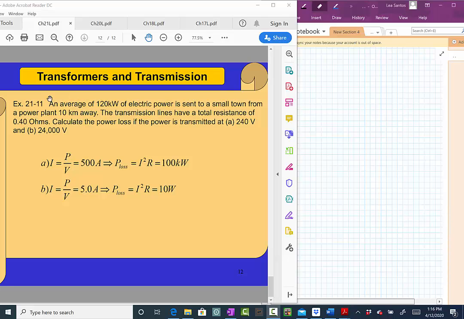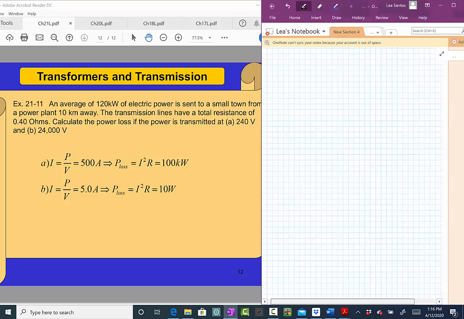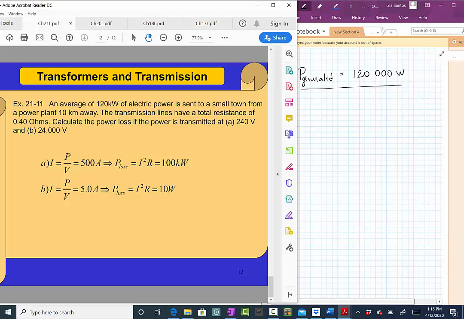Let's see. We have an average of 120 kilowatts, so 120,000 watts of electric power that is generated somewhere in a power plant. The amount of energy per time that this power plant generates is 120,000 watts. And we want to send this power to a small town which is 10 kilometers away from our power plant.